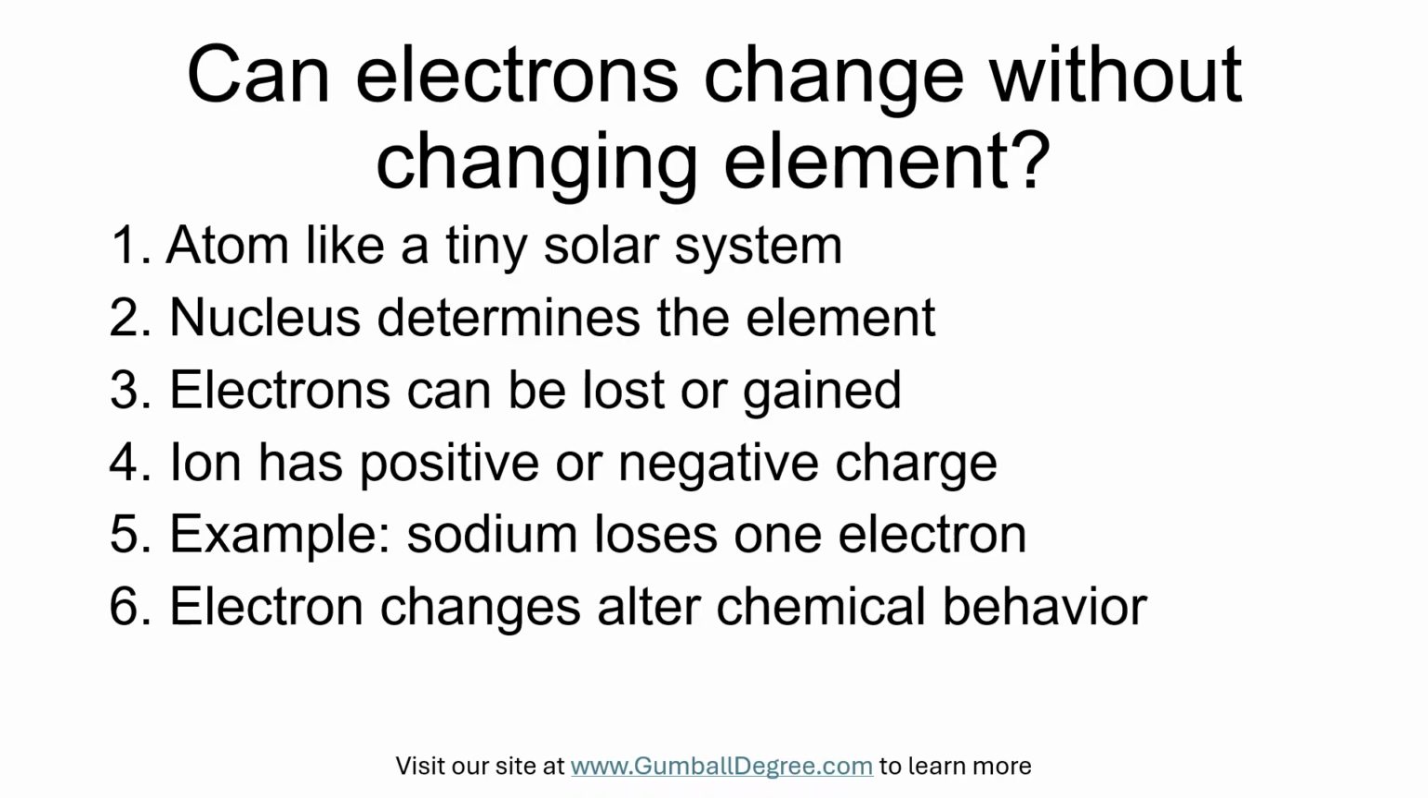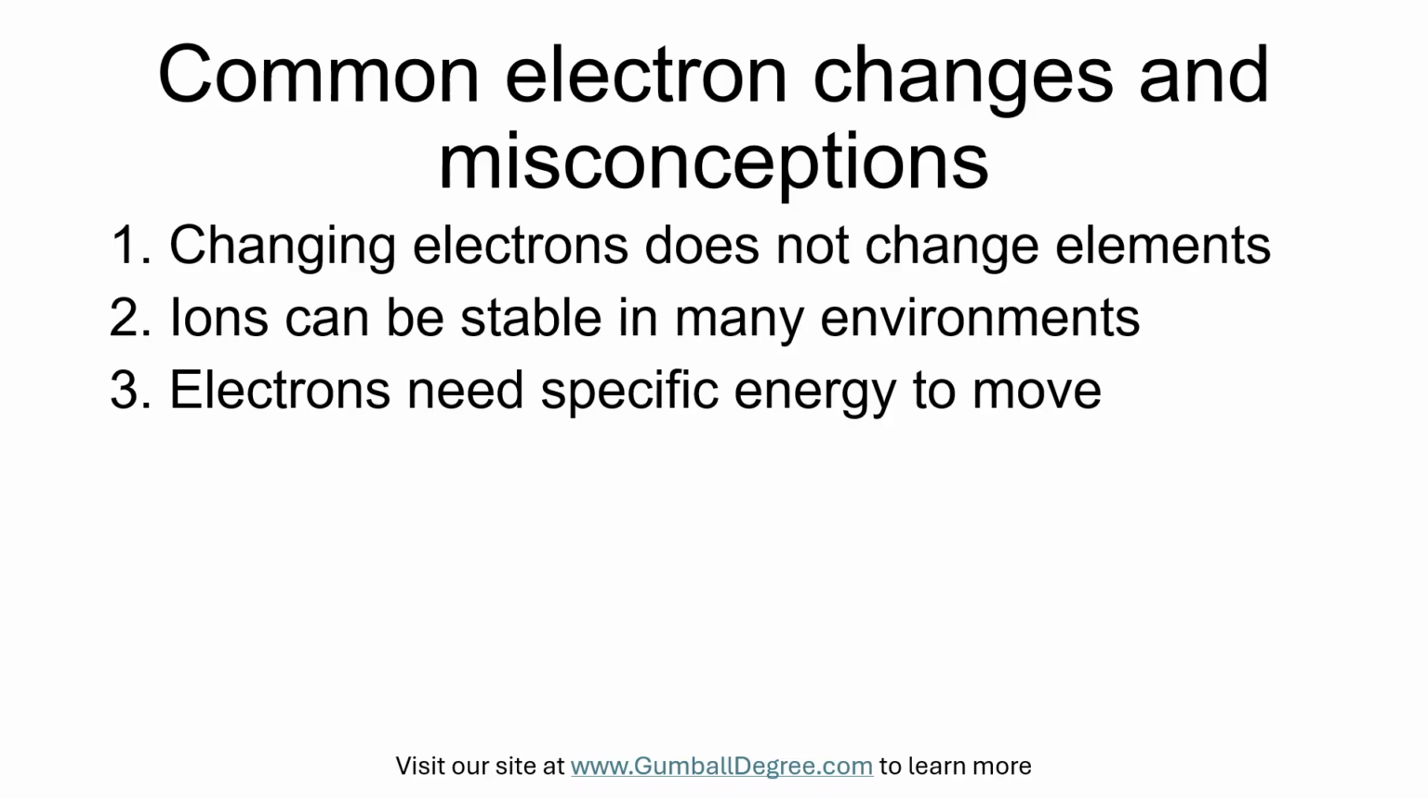Those changes in electron count affect how atoms stick together and how they behave chemically, but the identity of the element remains tied to the nucleus. A common mistake is thinking that changing electrons turns one element into another, when actually only changing protons does that. The quick fix is to remember that protons equal the element name.